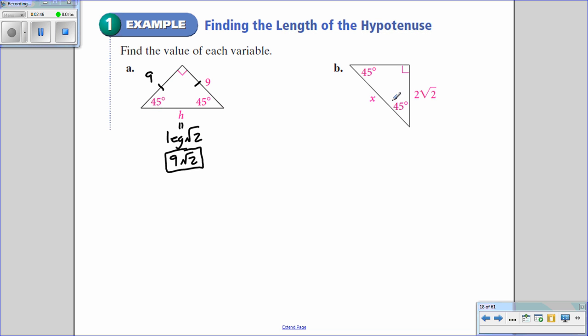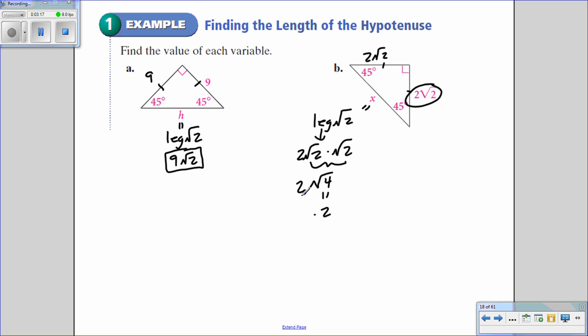This one's a little bit more complicated. In this example, our legs are both 2 radical 2. So our hypotenuse is the leg times radical 2. All right, now the leg is 2 radical 2 times radical 2 from the rule. So I'm going to simplify. I'm going to multiply the square roots together, giving you square root of 4. Square root of 4 simplifies to 2. I'm going to bring down this 2, and then finally multiply them together, giving you 4 as the hypotenuse.